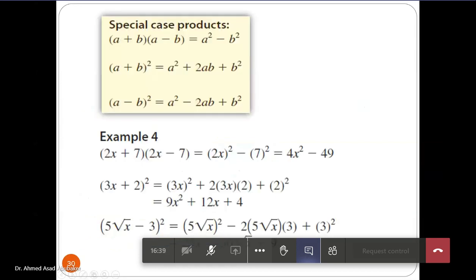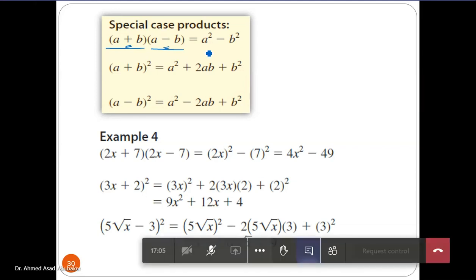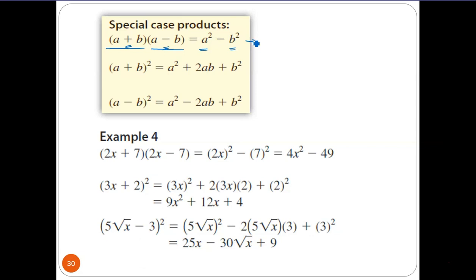Now, we have special cases in a product. For example, sometimes we multiply two brackets with the same first term and the same second term, but one is positive and one is negative. Just the only difference is addition or subtraction. Here we can directly do the first square minus the second square. For example, in this special case, look at this.